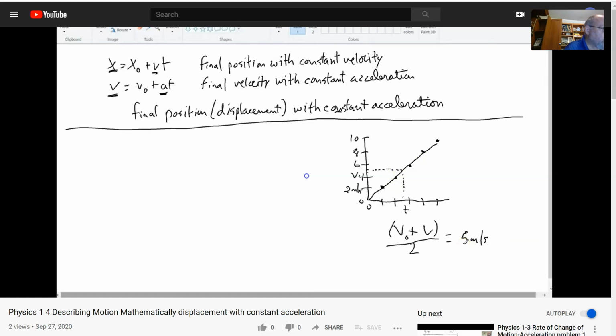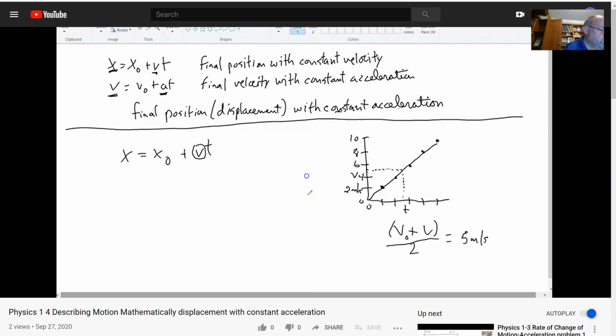Okay, now let's go back and start with my final position equals initial position plus velocity times time. We don't have our acceleration, and we could just put acceleration in here anyway, but we could pretend that instead of accelerating from 0 to 10 meters per second in our motion, we have a constant velocity of 5 meters per second for the entire time.